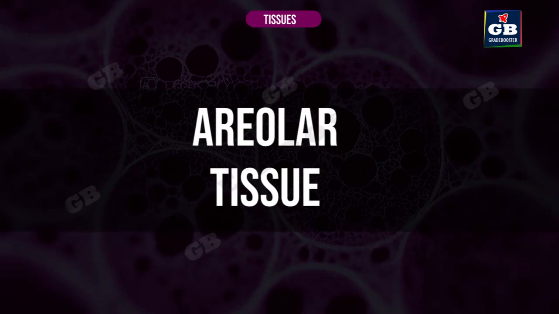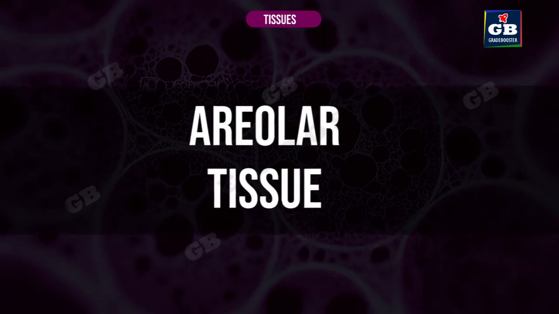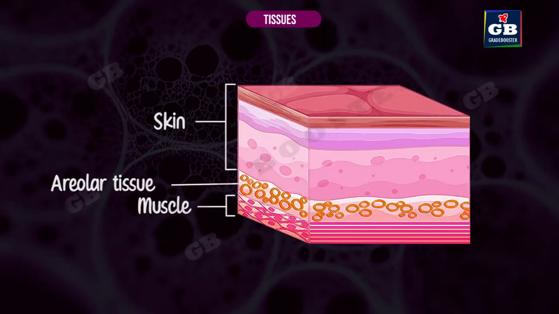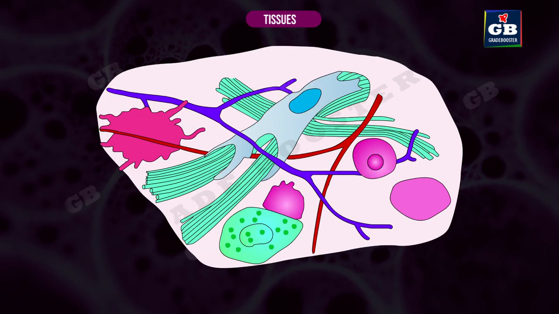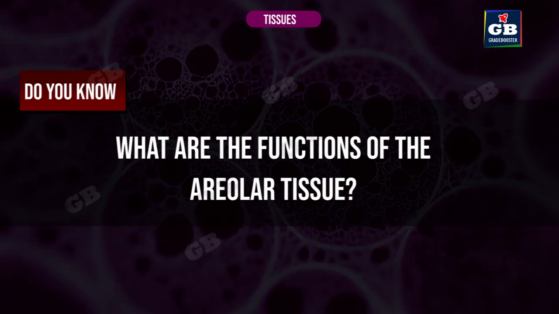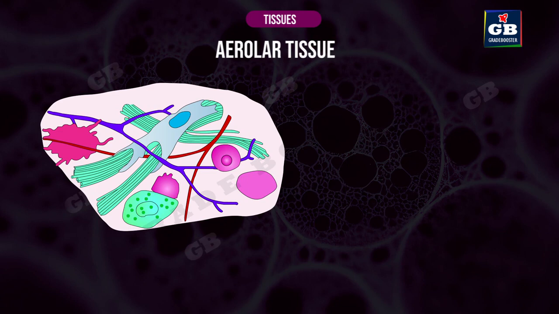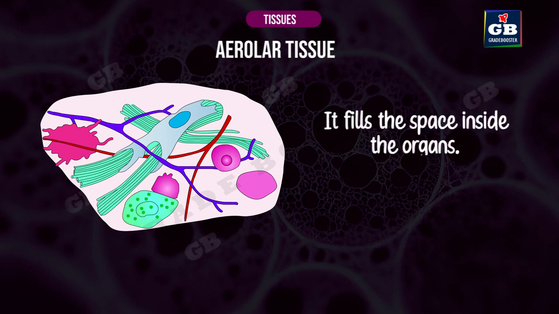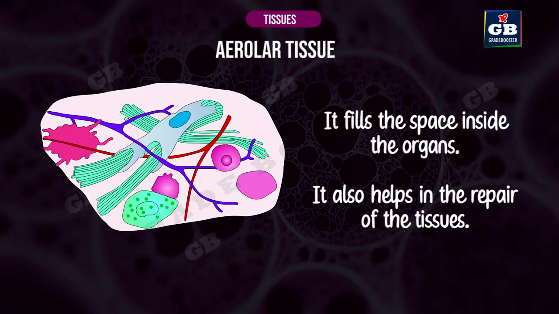The next one is areolar tissue. This tissue is present between skin and muscles. It wraps the blood vessels and nerves. It is also present in the bone marrow. What are the functions of the areolar tissue? It fills the space inside the organs. It also helps in the repair of the tissues.